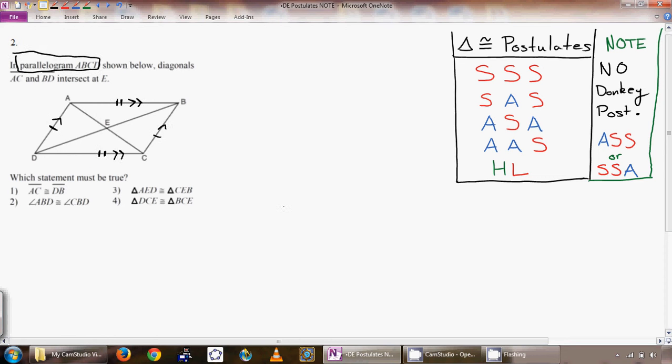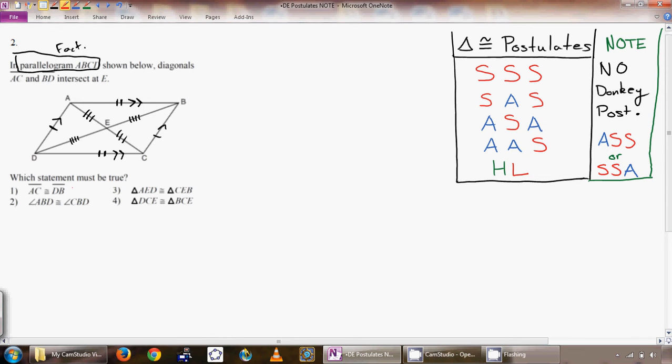I also know a lot of stuff about the diagonals too. Namely that they bisect each other. So these will be congruent, and then these here, 1, 2, 3, 4, 1, 2, 3, 4, they'll be congruent. That's all just from that fact that I got a parallelogram there. And then it says which statement must be true, and I'll just kind of go through them.